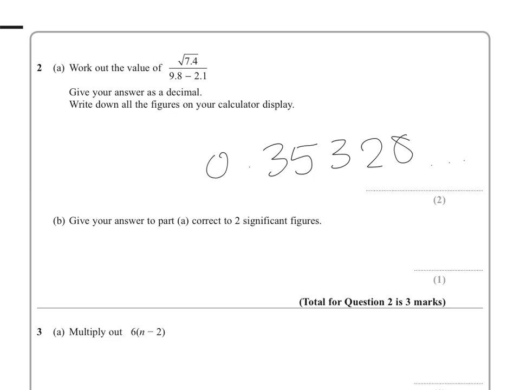Well, our first significant figure, don't count a 0 unless you've had another number, so our first significant figure is the 3, second is the 5. Look at the 3, does the 3 round up or down? Well, that would round down. So in fact, to 2 significant figures, 0.35.